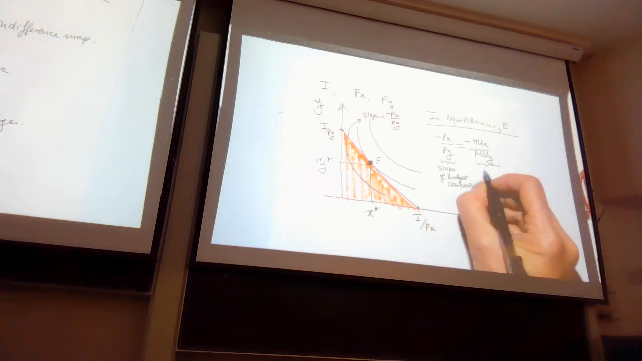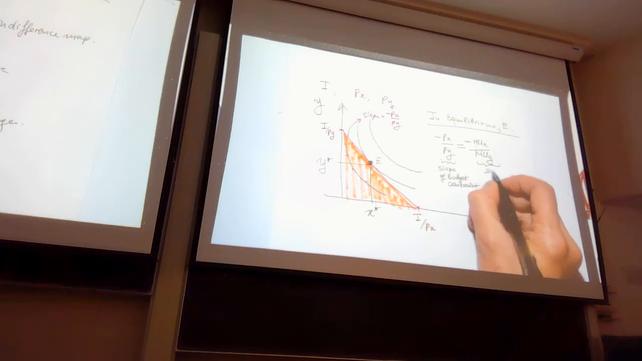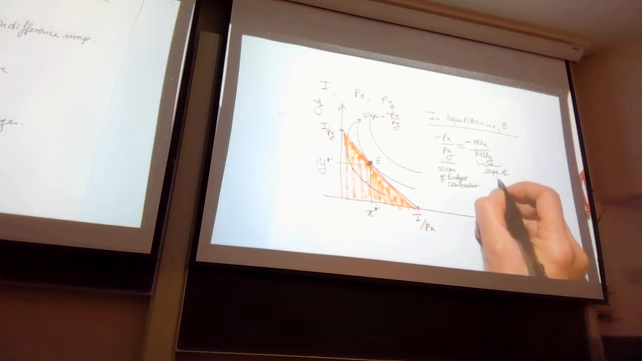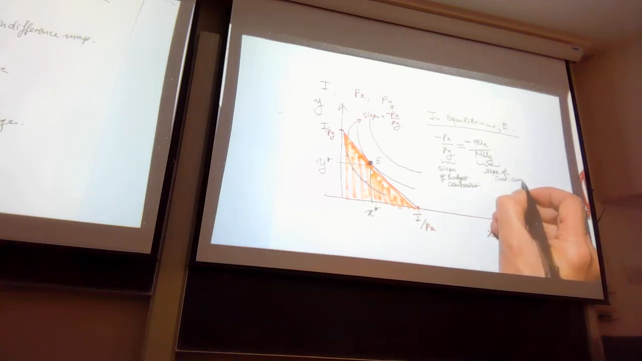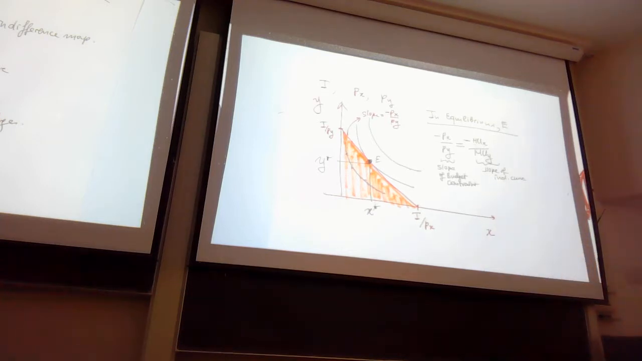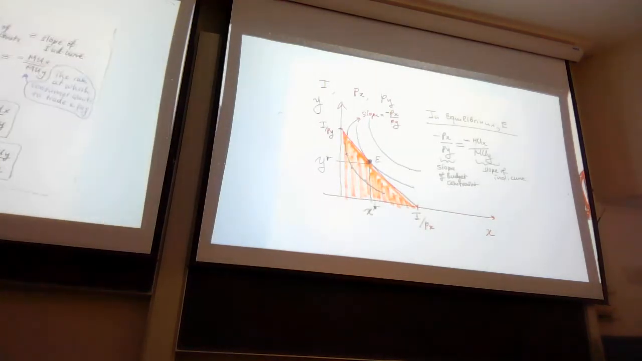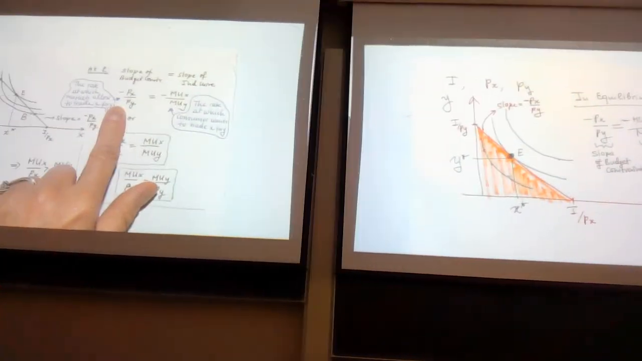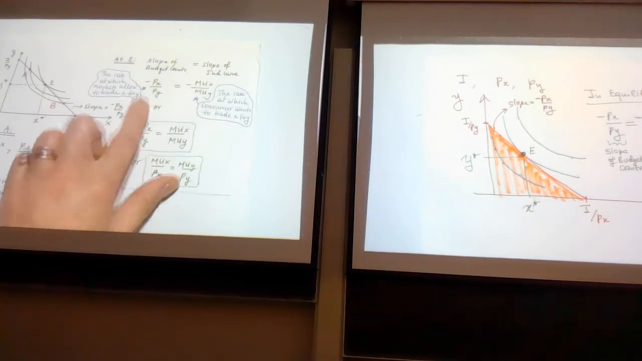What's this? Slope of indifference curve. Okay? The two have to be the same. Only then are you in equilibrium. The two slopes have to be the same. I have this summarized in this page right here that you have thrown in.